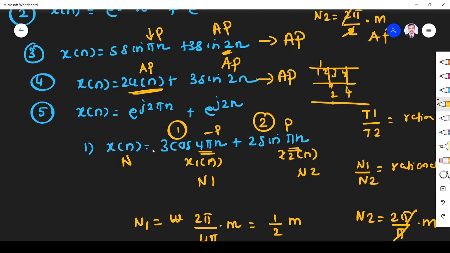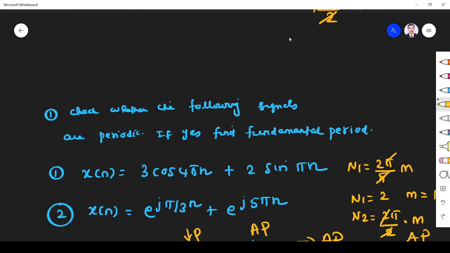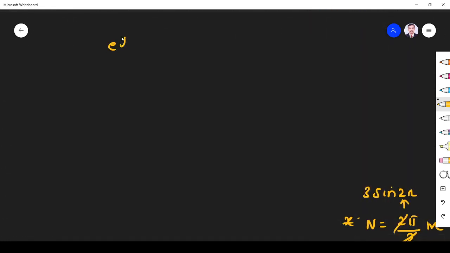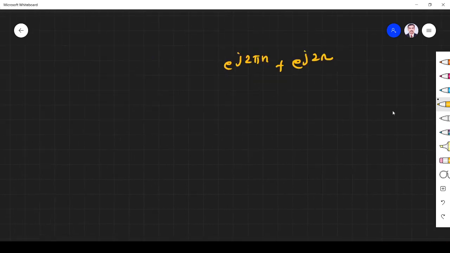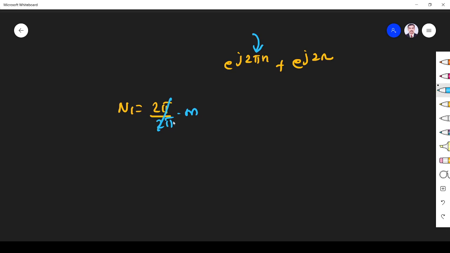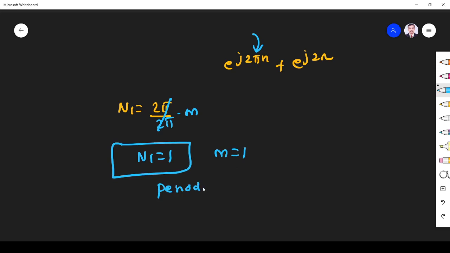Next one is e power j 2 pi n plus e power j 2n. Right. So the last problem, e power j 2 pi n plus e power j 2n. This is a beautiful problem. First we see what is the question? Our n1 is 2 pi by omega. What is our omega here? Omega is 2 pi, into m. So for m is equal to 1, we get n1 is equal to 1. So m is an integer that we choose, n is also an integer. Surely it is periodic.